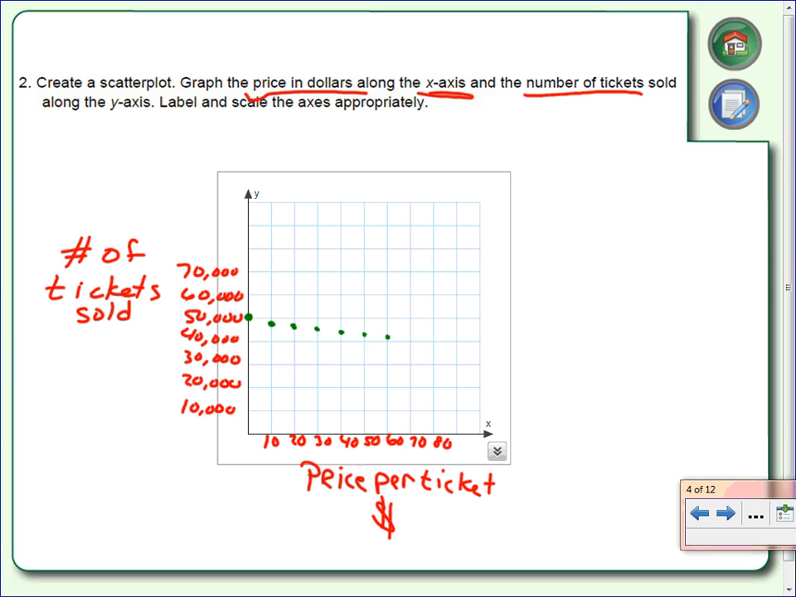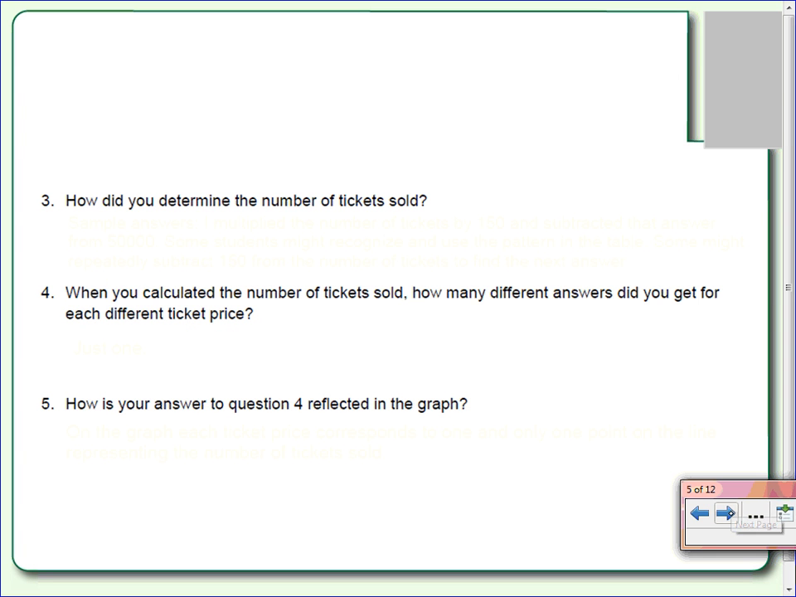Anybody notice any kind of pattern here? Yes, slightly down. Why do you think it's going down? The numbers are dropping. Going higher, I'm pretty sure people wouldn't be buying. Well, that's right. What's happening is, as the price of the ticket increases, what's happening to the number of tickets sold? They are decreasing. They're going down, right? As this number gets bigger, this number over here is getting smaller, which we talked about the other day. All right, let's keep going here.